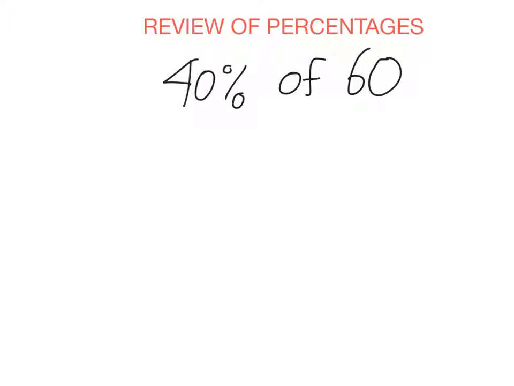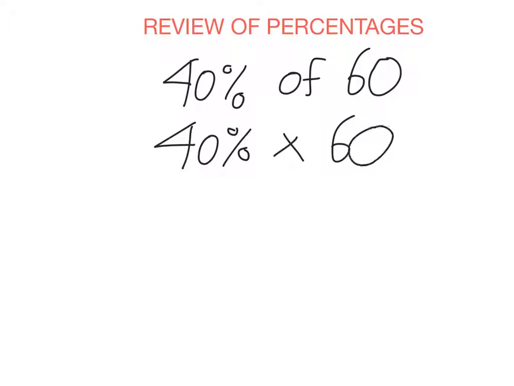Now hopefully you remember of means times. So half of 50 means a half times 50. 3/4 of 100 means 3/4 times 100. So this would just be the same as 40% times 60. But you can't just put in 40% times 60, at least in the calculators that we use. You have to write it a different way.